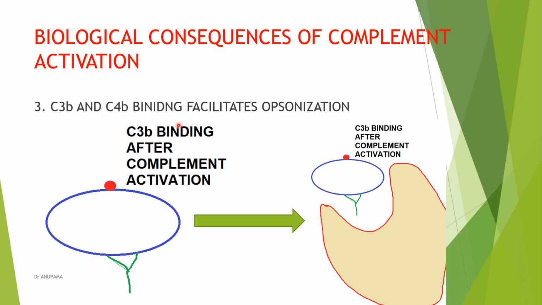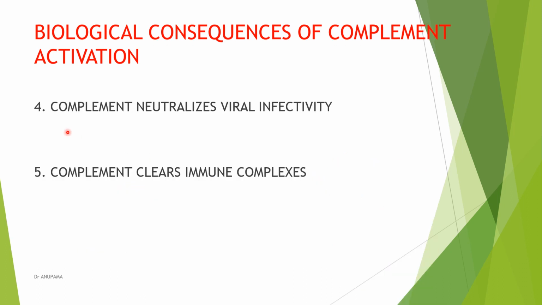C3b and C4b binding facilitates opsonization. That is, C3b binding after complement activation promotes phagocytosis of this antigen antibody complex. And as we have seen, the complement neutralizes virally infected cells. It can result in destruction of these virally infected cells, and it is involved in clearance of immune complexes.